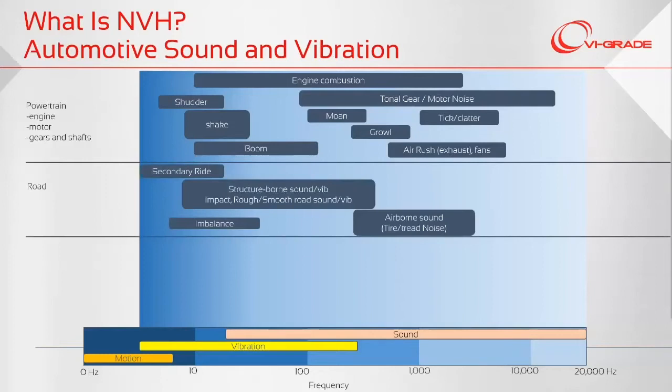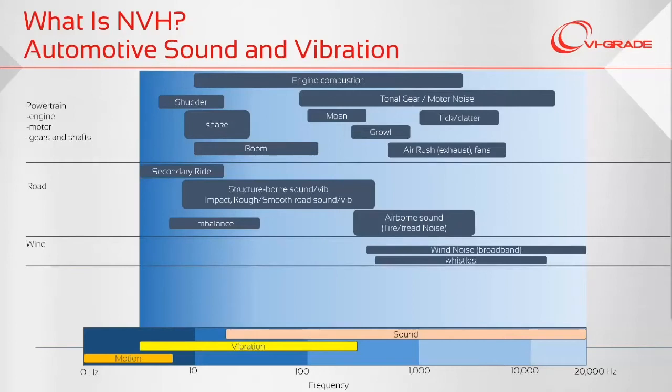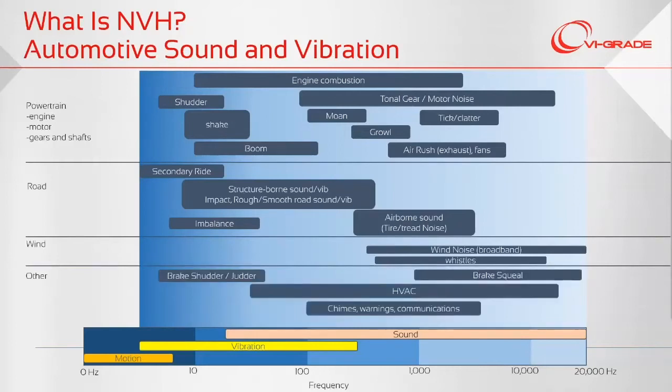For road noise, we really go all the way down in frequency to cover what we call secondary ride. Anything created by the road that comes through as structure-borne sound or vibration, airborne tire noise that comes right from the tire tread. Of course, you have wind noise that's quite broadband, and really anything else in the car that makes sound or creates vibration falls under the domain of NVH. So HVAC systems, brake squeal, chimes and warnings, anything like that falls under the dominion of NVH.